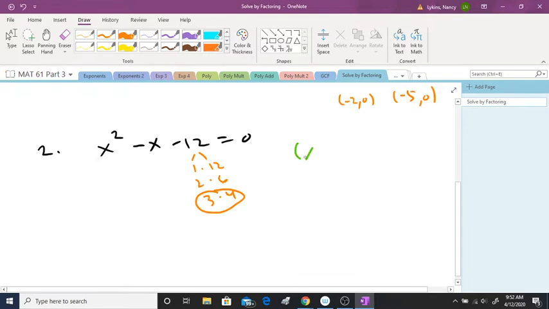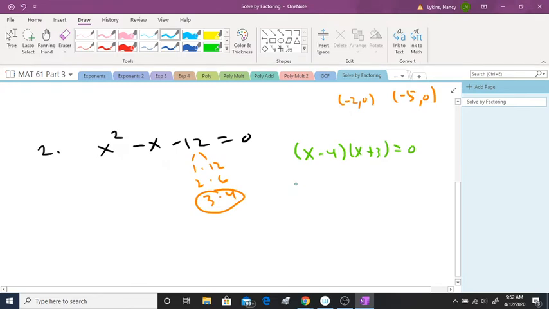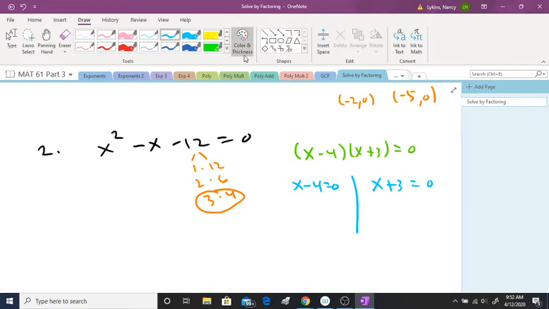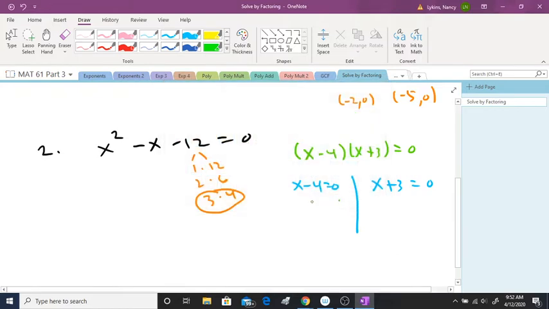This means x minus 4, x plus 3 equals 0. What I'm going to do is separate them. X minus 4 equals 0. X plus 3 equals 0. Add my 4. X equals 4. Subtract 3.